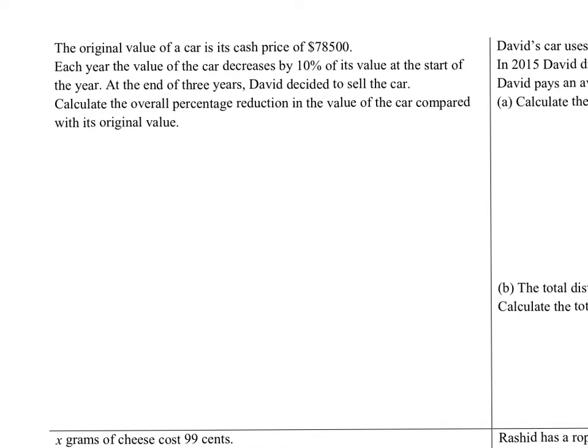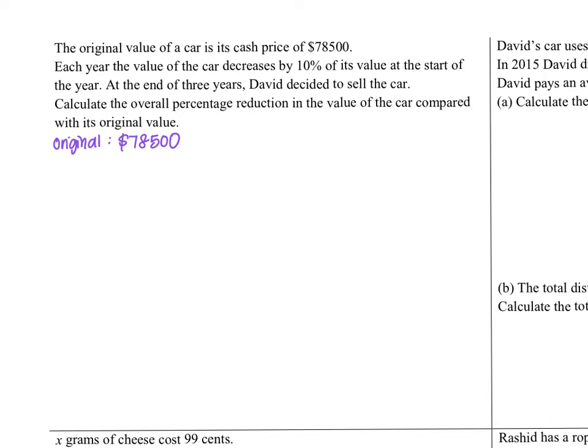Now in this question over here, this is talking about depreciation. That means the value of something keeps dropping. Now we have the original value of a car to be a cash price of 78500. Every year, the value of the car decreases by 10% of its value at the start of the year. So in the first year itself, 78500 is the start of the year. So by the end of the year, it has decreased by 10%. Correct?